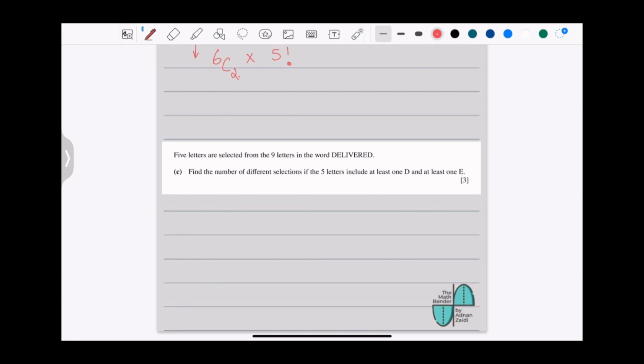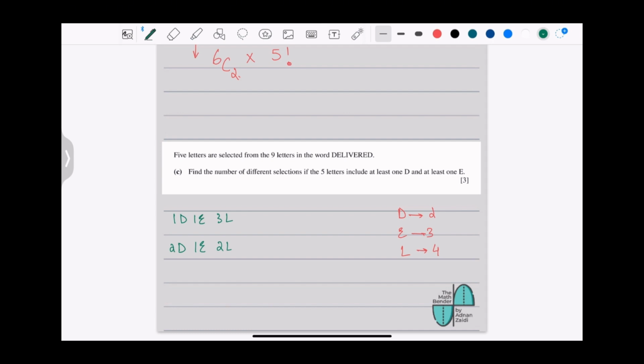So 5 letters are to be selected. Now, the number of selections if the 5 letters include at least 1 D and 1 E. There are 2 D's, 3 E's, and the rest of the letters are 4. So at least 1 D and 1 E. Let's keep 1 D, 1 E, and we are to select 5 letters, so 3 other letters. It can also be 2 D's, 1 E, and 2 letters.